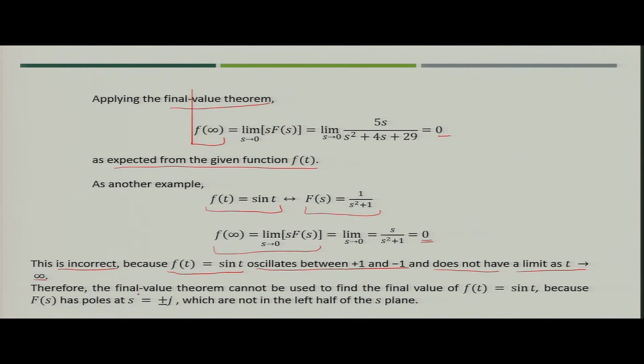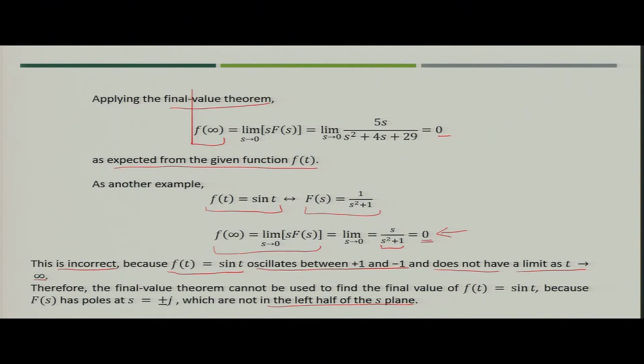Now, the final value theorem cannot be used in this case, because if you take the poles, that is the roots of this particular second order equation, you will see the poles are at s equal to plus minus j, which are not in the left half of the s plane, because these two poles do not have any negative real part. So, that means that in this case you cannot apply the final value theorem.